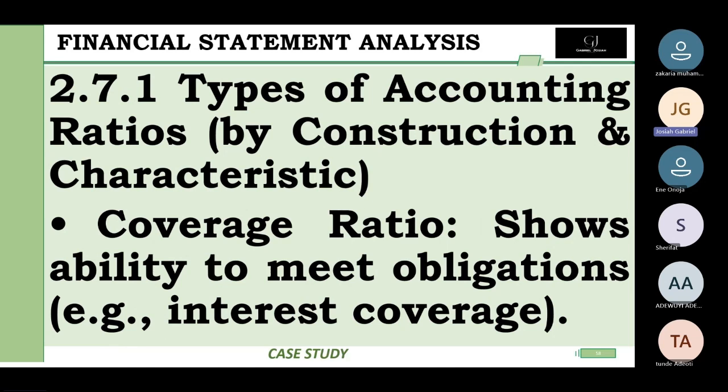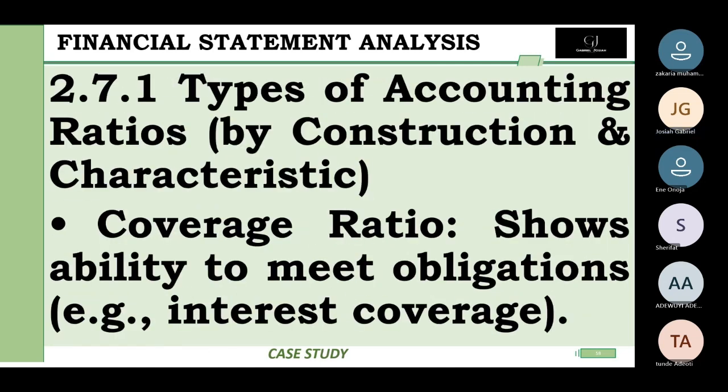Let's look at the types of accounting ratios under the ratio analysis. We'll look at them by construction and by characteristic. So we have coverage ratios, and these ratios show ability to meet obligations. For example, the interest cover is a coverage ratio. You want to see how you're able to cover your interest expense with what you generated.